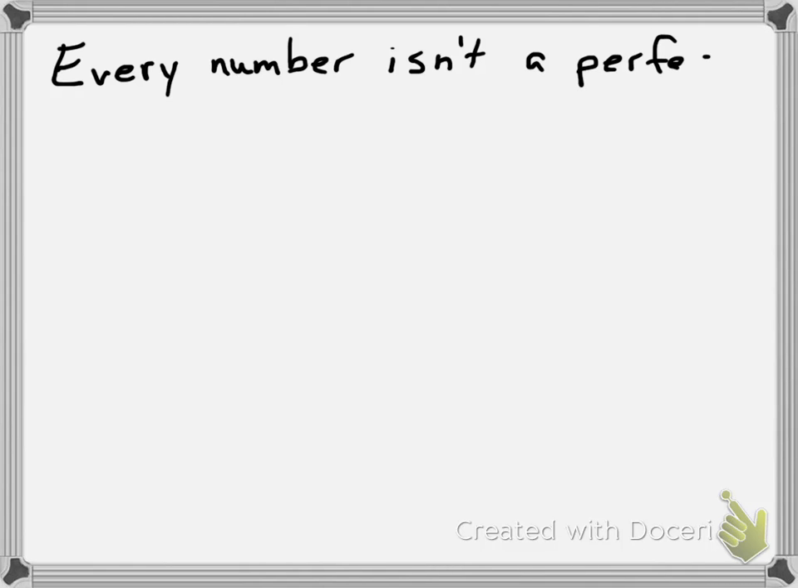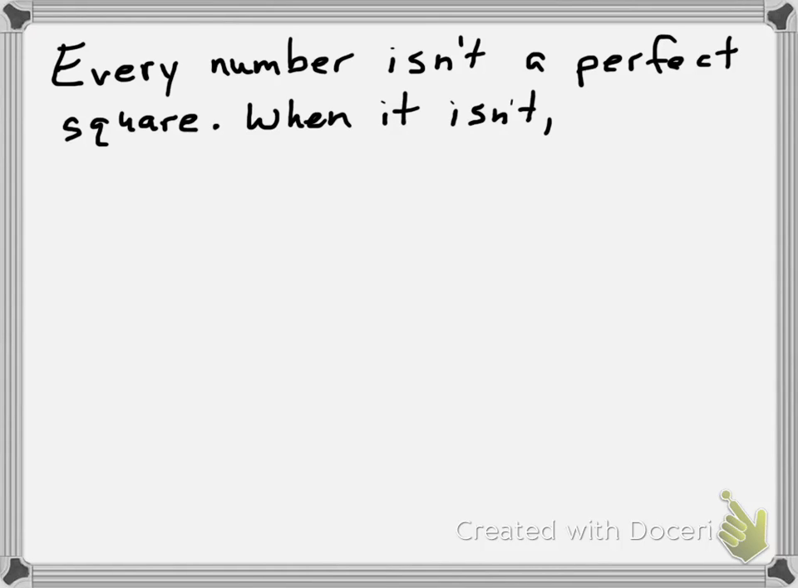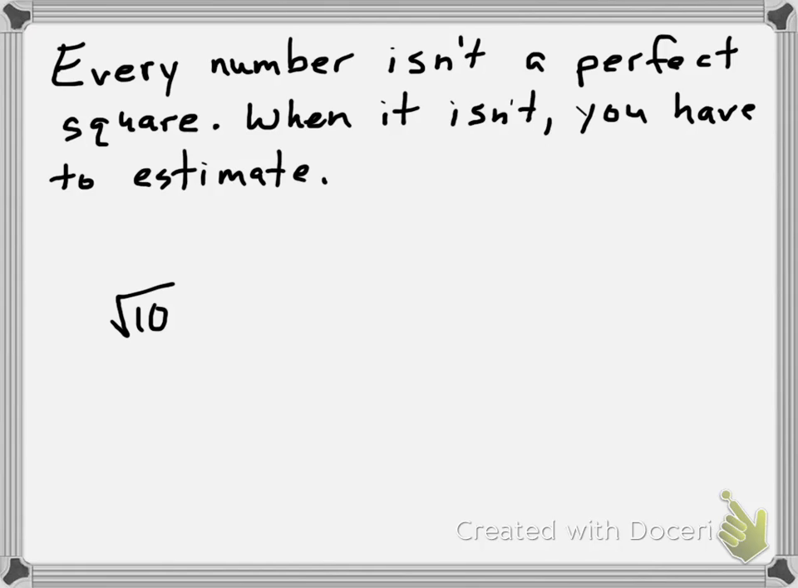Now, we just talked about perfect squares, and finding the square root of perfect squares is pretty easy. But every number is not a perfect square. So, what do we do to find the square root of something that's not a perfect square? Okay, well, we have to estimate it. We have to use our perfect squares in order to estimate what the square root is going to be.